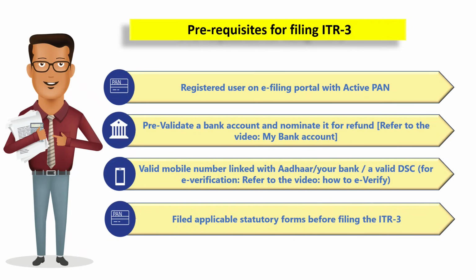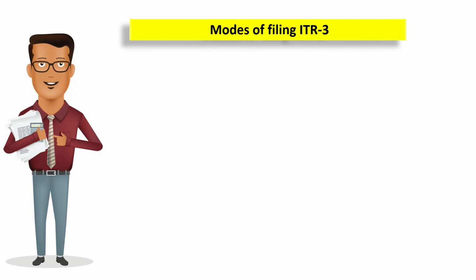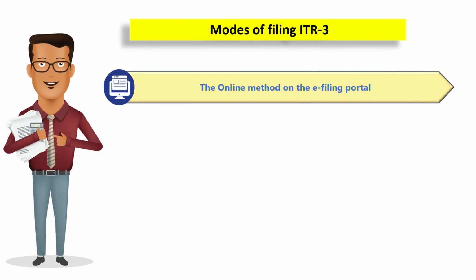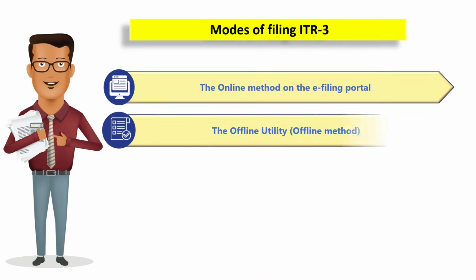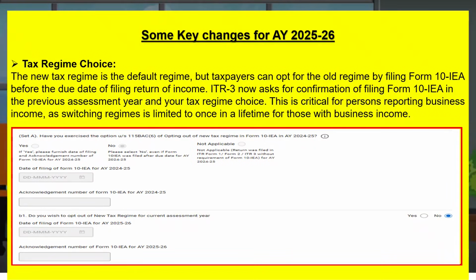You must have filed applicable statutory forms before filing Form ITR 3. Form ITR 3 can be filed in the online method on the e-filing portal or through offline utility. Let us first look at some of the key changes for assessment year 25-26 in Form ITR 3.